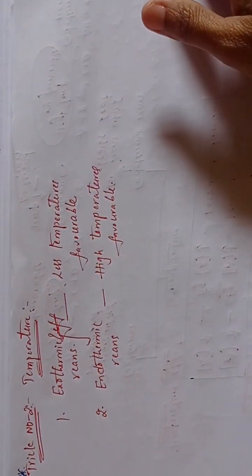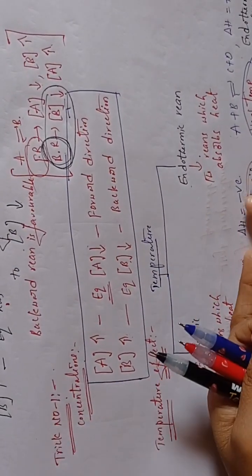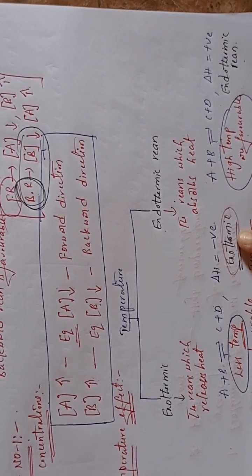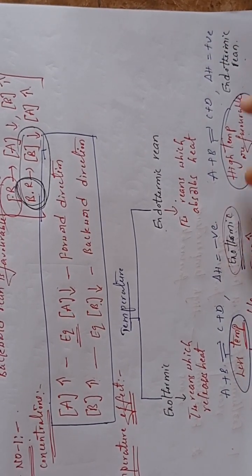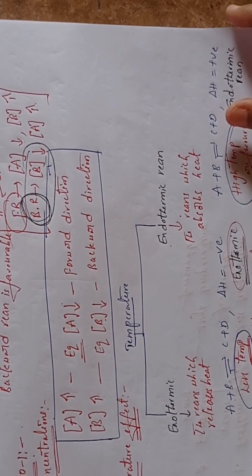How to identify exothermic and endothermic? If a reaction releases heat, delta H is negative, they will give that, or delta H equal to positive. Negative means exothermic, and exothermic means less temperatures favorable. Delta H value positive means it is an endothermic reaction, so high temperatures are favorable. Clear? This is trick number 2.